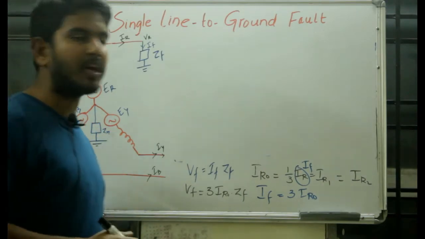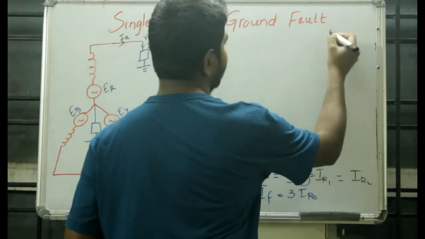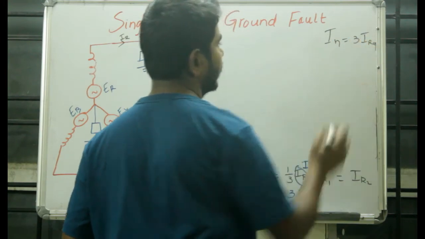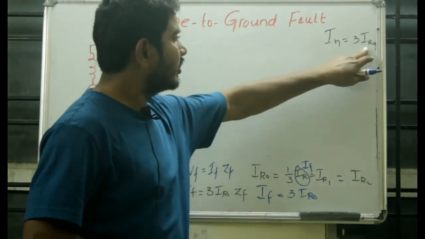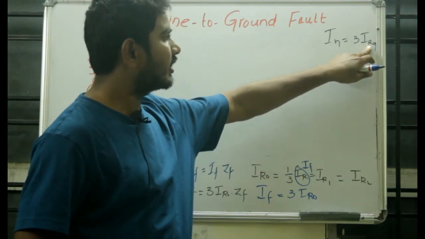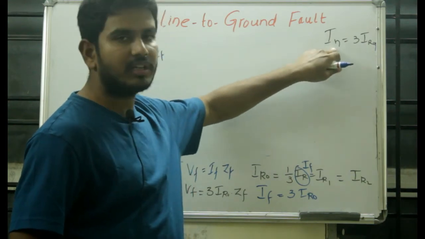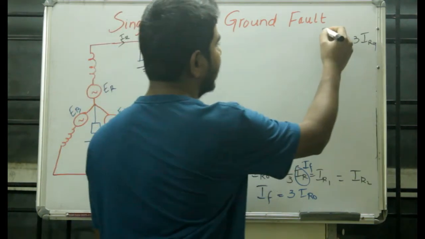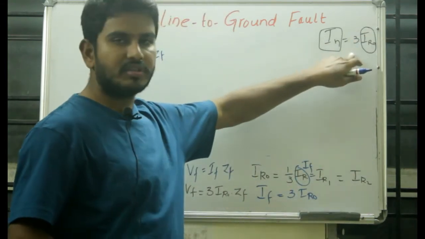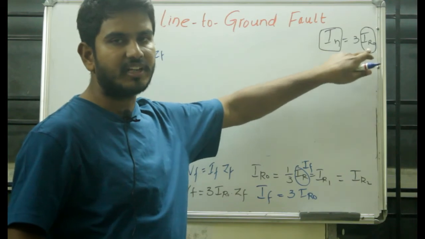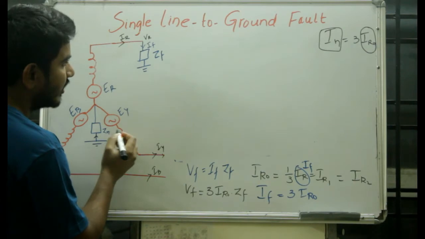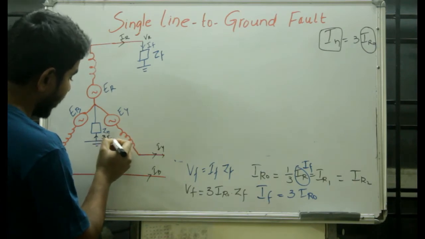So while considering the per phase equivalent diagram, we know that the neutral current will be equal to 3 times of IR0, right? That means only the zero sequence current will be contained in the neutral current. Okay, so that means your neutral current contains only the zero sequence current, and this shows the absence of the positive sequence current and negative sequence current in the neutral. That means in the neutral the current flowing will be 3 times of IR0.